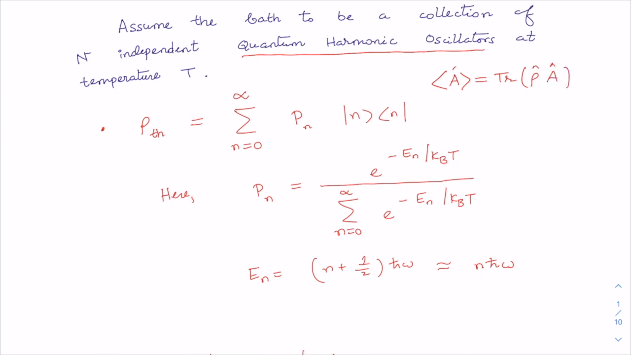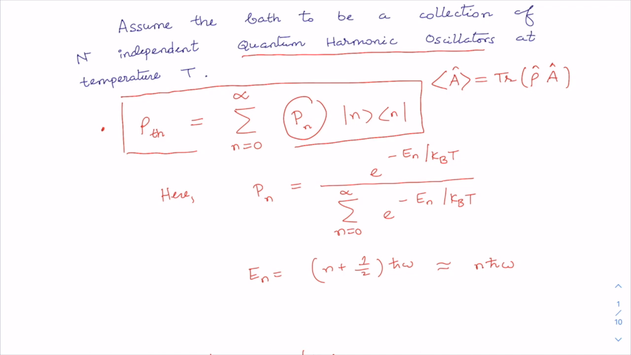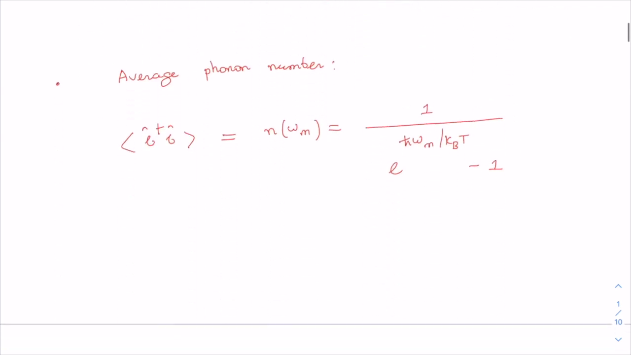So we first wrote down the density operator in the so-called number state basis, where Pn is the probability, and we calculated the average phonon number.